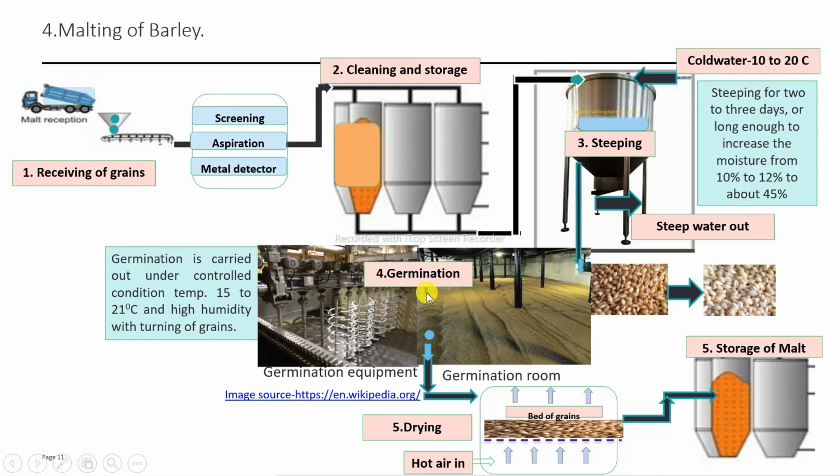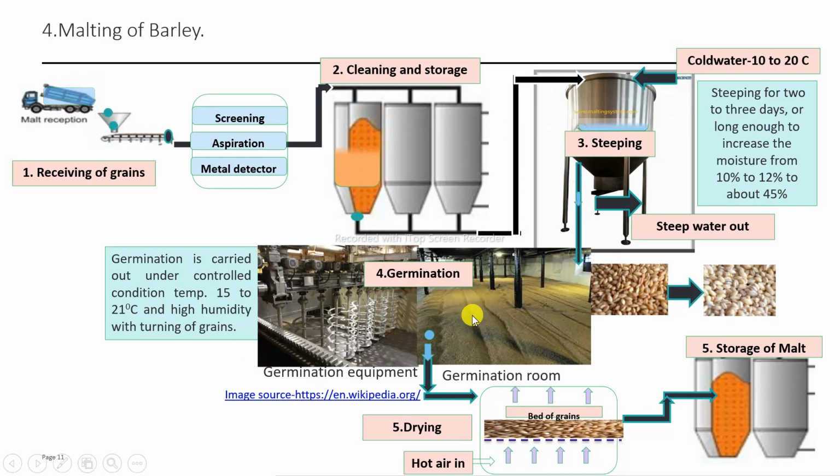processes, using equipment, a tray system, or a platform system, under controlled conditions. The germination process is carried out under high humidity and controlled temperature. The temperature required is between 15 to 21 degrees. During the germination process, the grains are continuously shifted or turned, so that the internal moisture content is properly maintained. Germination is required for 4 to 6 days.